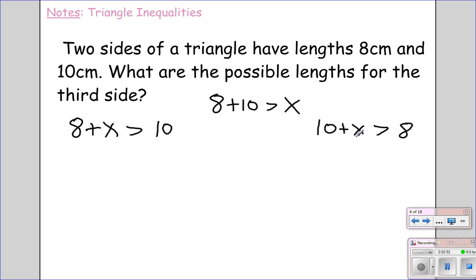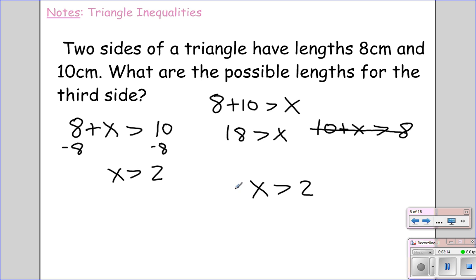Well, if you think about this last one, if we add anything positive to 10, it'll still be bigger than 8. So we actually don't even need this last one because it's always going to be true. On the other one, if I subtract 8 from both sides, I get x has to be greater than 2. Then 8 plus 10 is 18, so x has to be less than 18. So my range is x is greater than 2 and less than 18. So anything between 2 and 18 would be a possible length for the third side. But be careful, we cannot actually include 2 and 18. It has to be between 2 and 18.